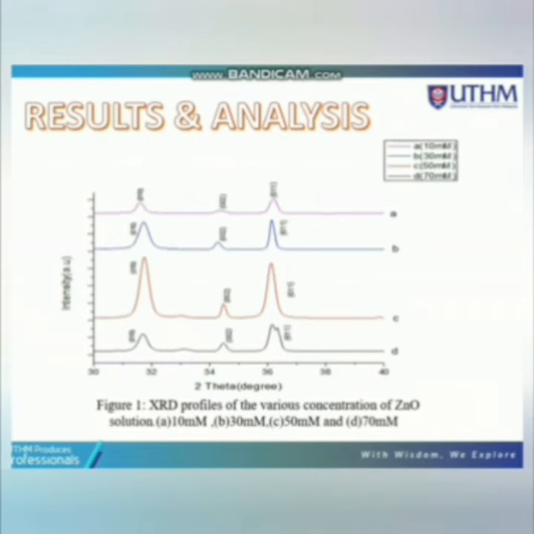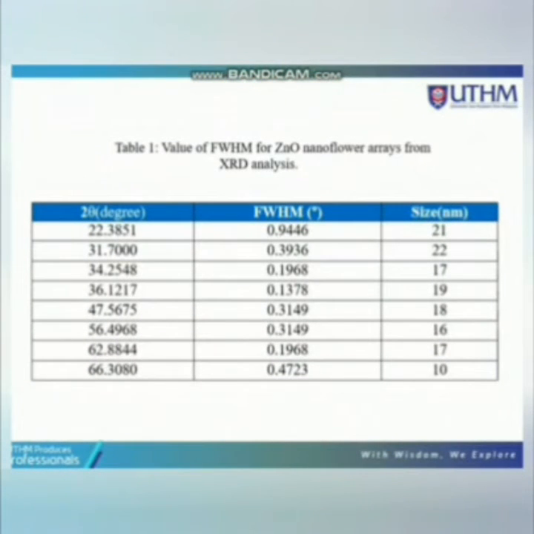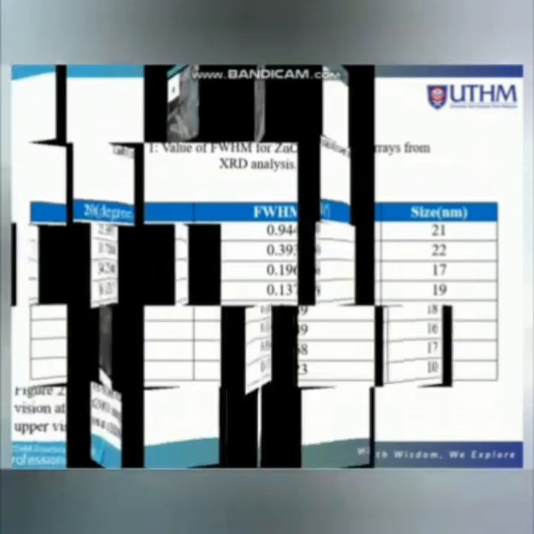From this graph, we can observe that the 50 millimolar concentration gives the highest crystallinity, and it has the lowest value of full width at half maximum. Next, this is the table of values of full width at half maximum for zinc oxide nanoflower array from XRD analysis for the 50 millimolar.